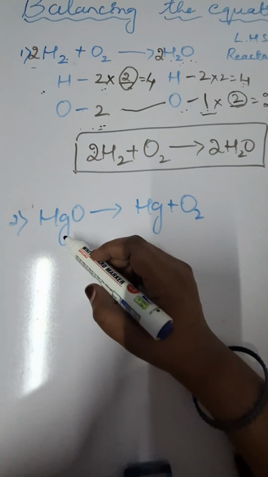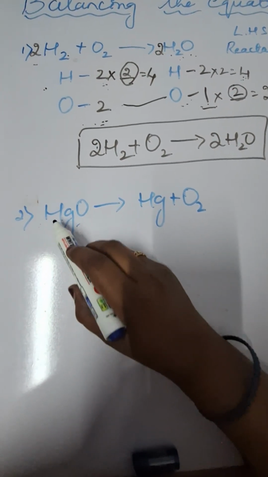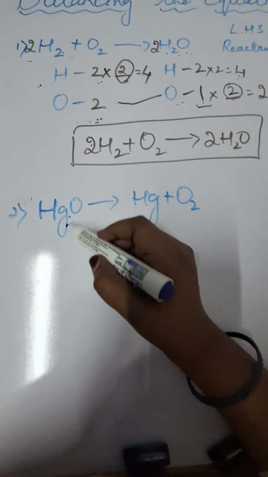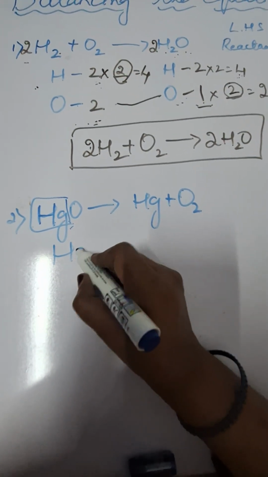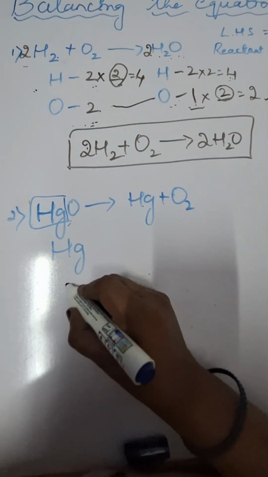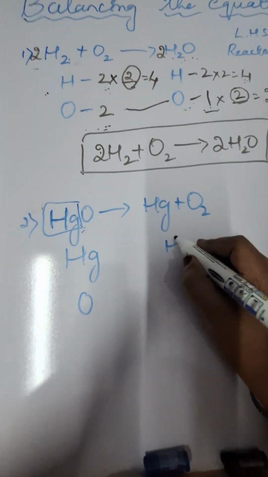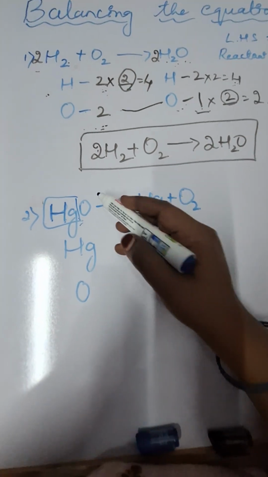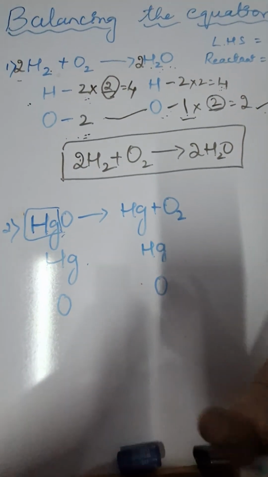Now again, how to understand these are elements? See the capital letters. As you can see, H is capital followed by small g, so this is one element, Hg. Then O. Similarly here, cut, copy and paste. So 2 steps we have followed. First we have written the elements. Second we have cut, copy, pasted the product side.